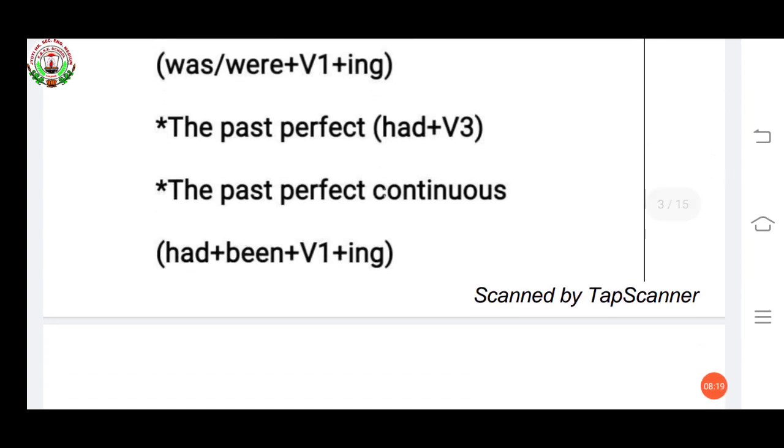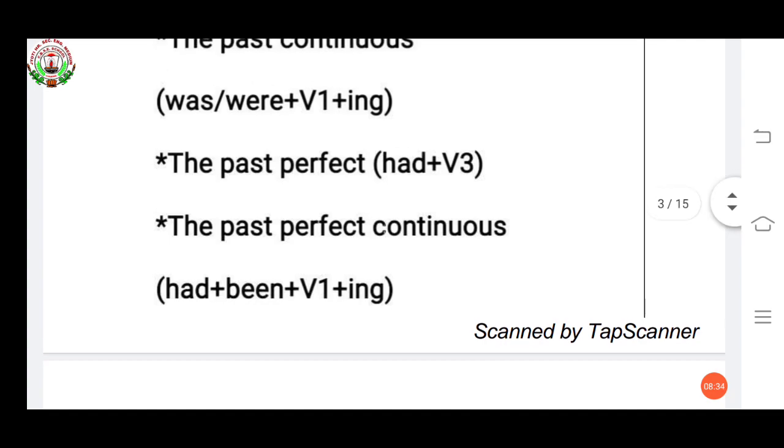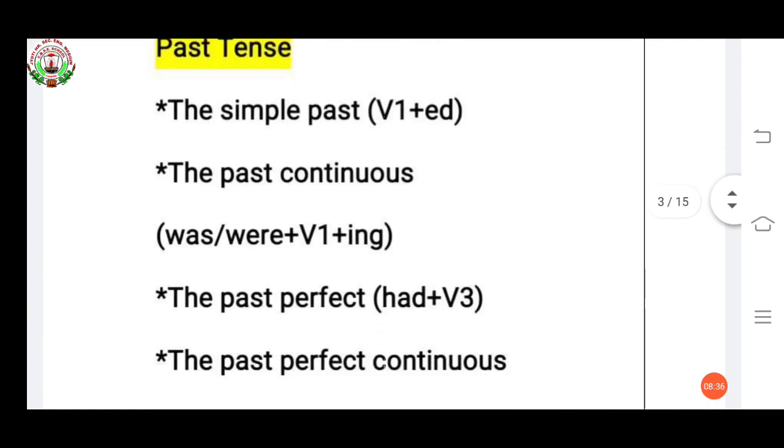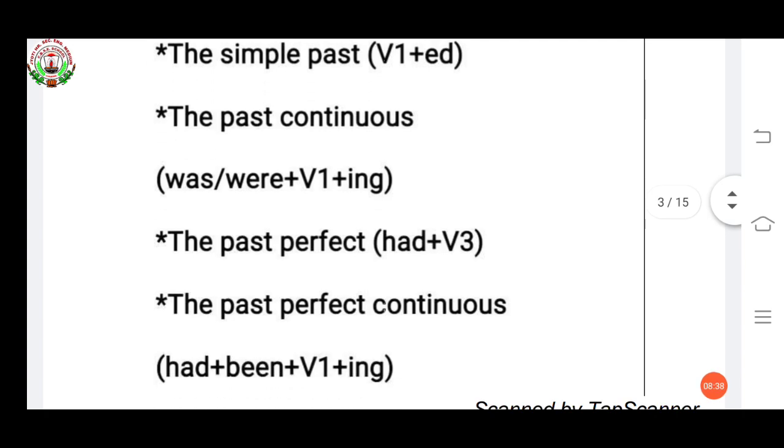The past perfect tense, had plus verb third form. The past perfect continuous, had plus been plus verb first form, then ing. So these rules you have to note down in your copy for your better understanding.